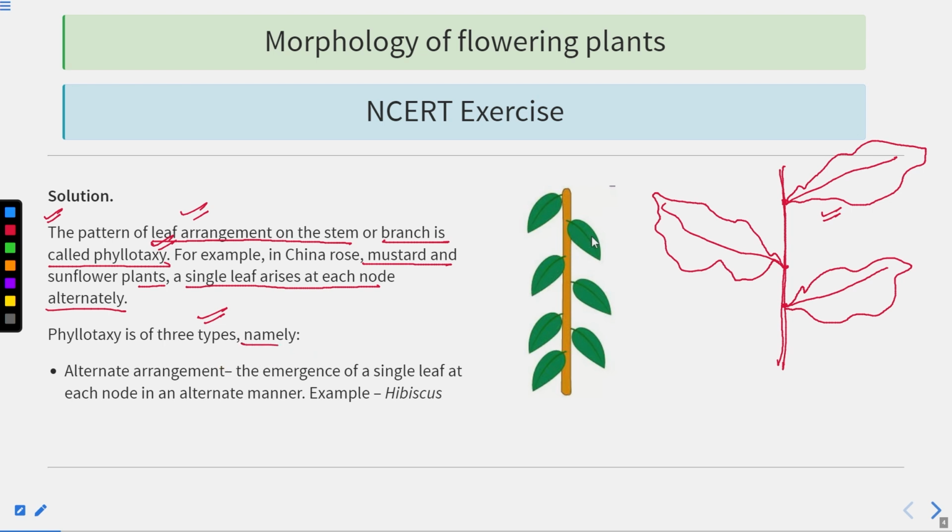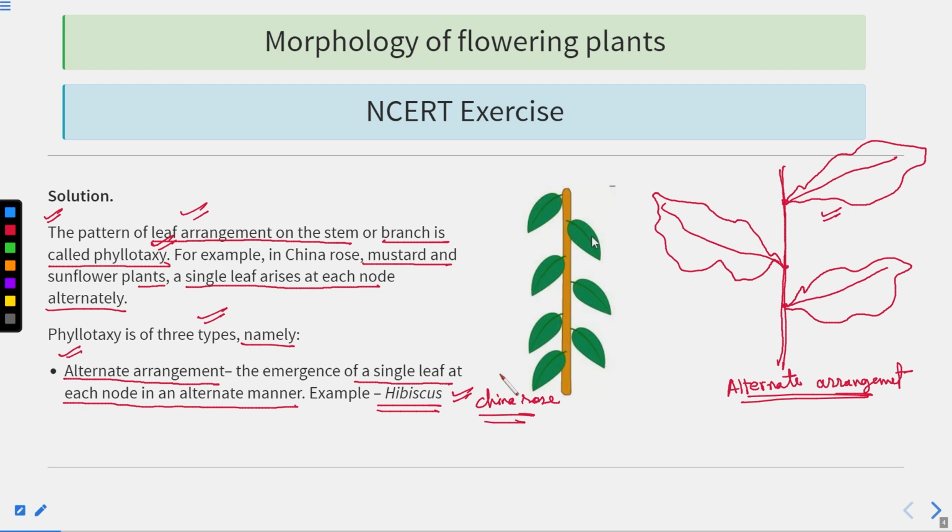Three different types, namely alternate arrangement, the emergence of a single leaf at each node in an alternate manner. Here you can see this is showing the alternate arrangement. An example in which we can see the alternate type of arrangement of leaf is hibiscus, commonly called China rose, and also in the case of mustard.